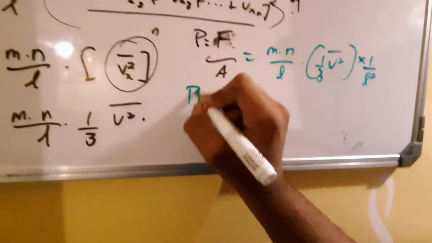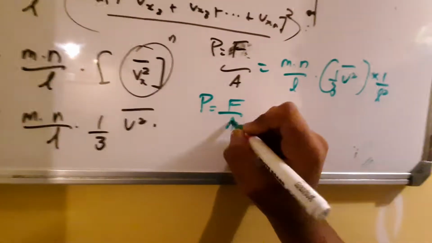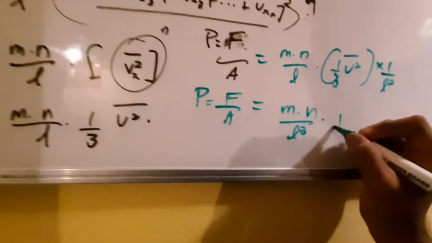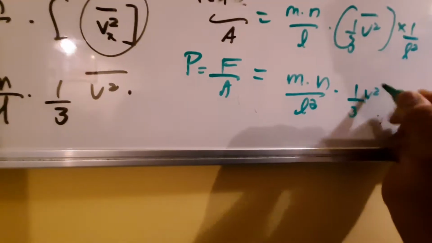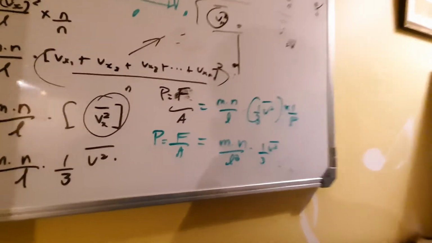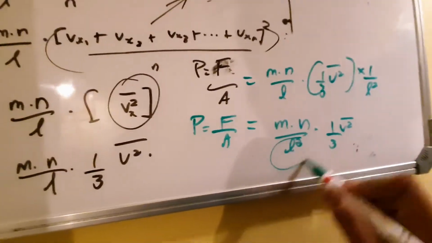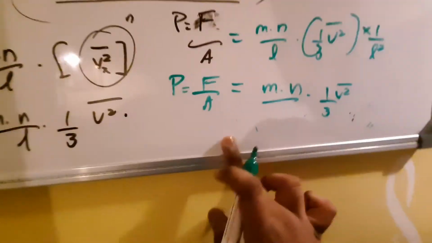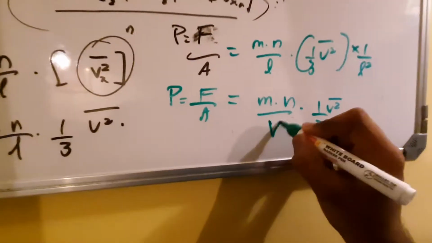So my resultant pressure, which is equal to force divided by area, will now be equal to m into n divided by L cube into 1 by 3 V square bar. At the same time, this L cube which you see over here can be replaced by volume, because L cube is nothing but L into L into L, which is nothing but volume.